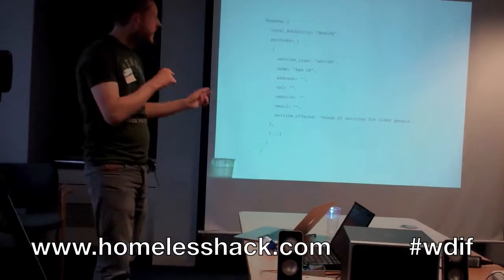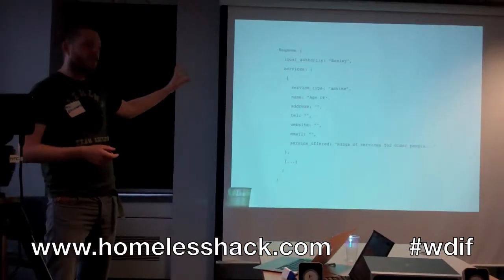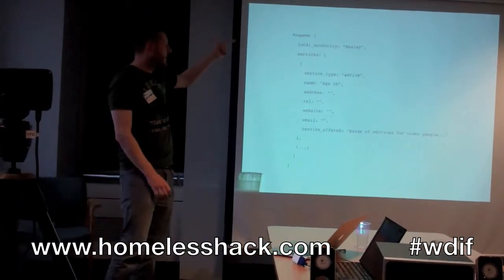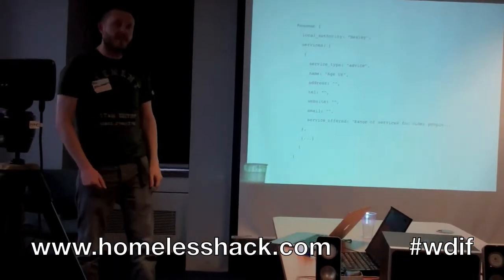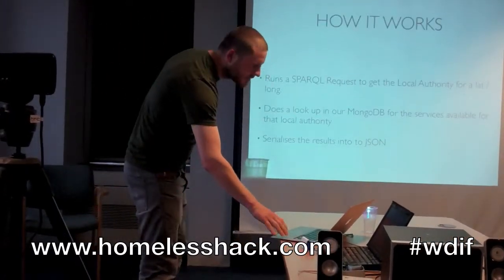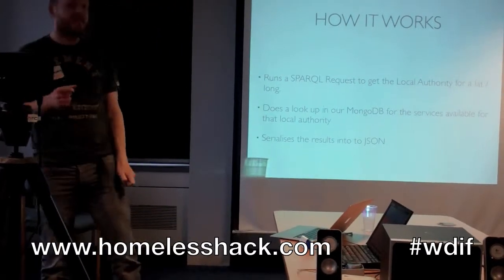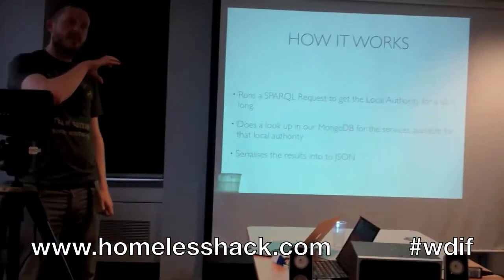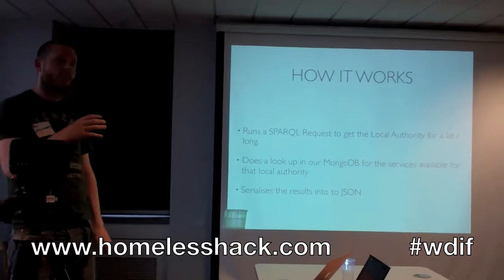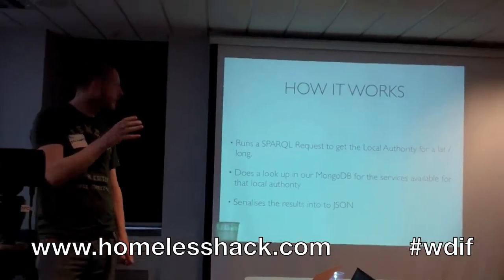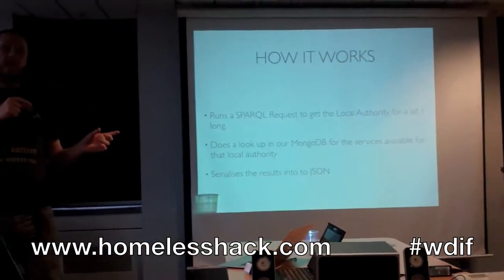So make that request and you get this response. I'll just walk through that basically. You've got what local authority it is and an array of what it provides. So how does it work? It basically runs a SPARQL query against the Open Data Communities SPARQL endpoint based on the latitude and longitude that you pass in. So that gives you back a local authority.